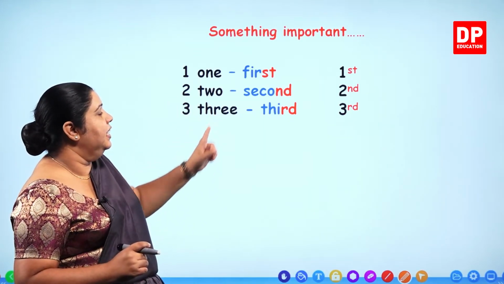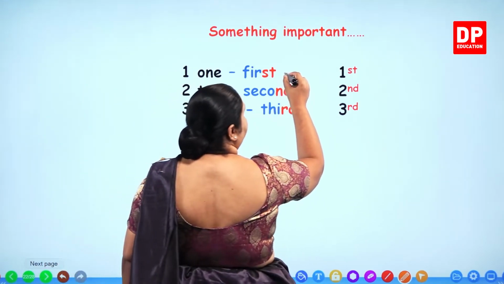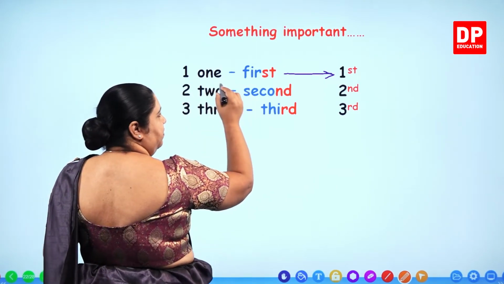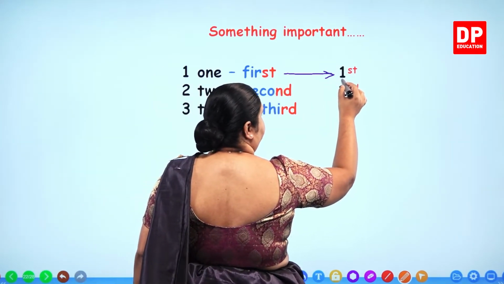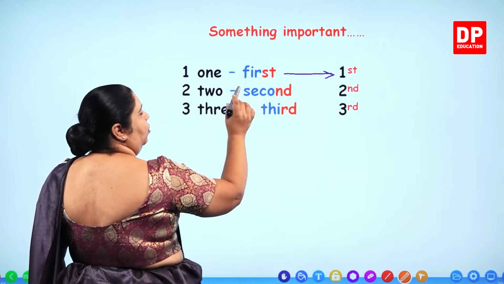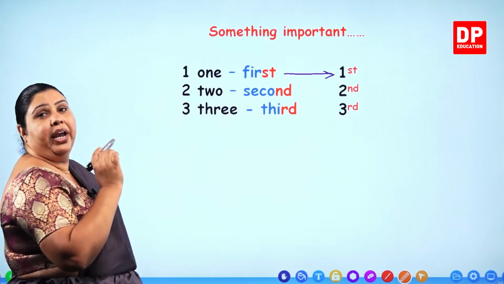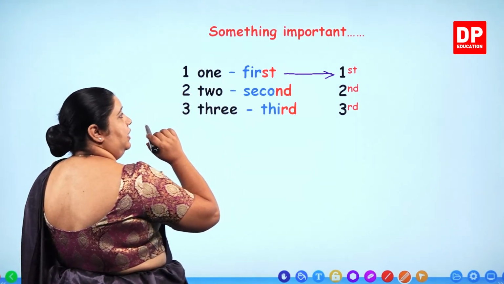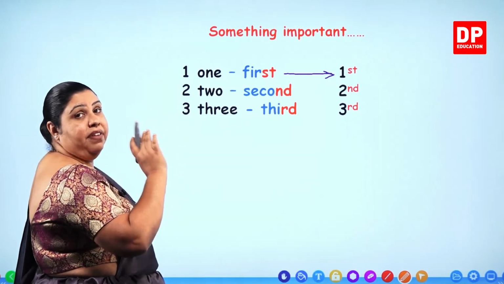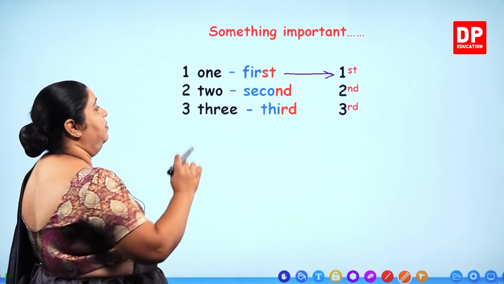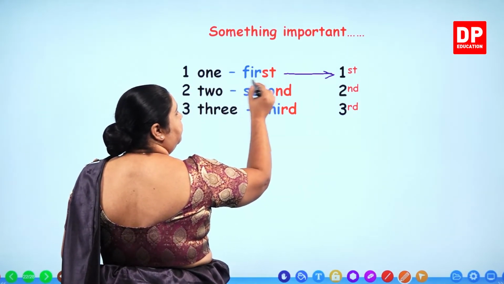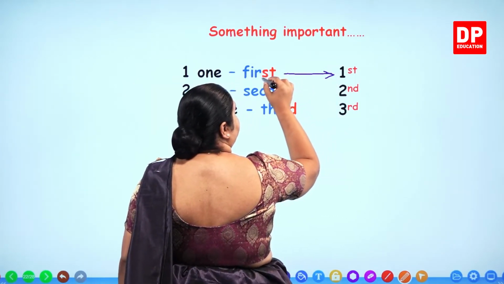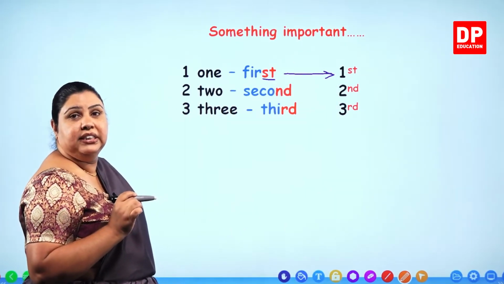Number 1. We say first and then we write it like this. For number 1, we don't say once, we say first and we write it number 1, S and T. Now can you see how do we spell the word one? O-N-E, one. But we don't use the word one when we write the ordinal number. We say first. One becomes first and then you write it using number 1 and S and T. That is because it is first.